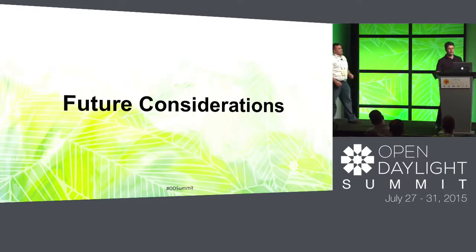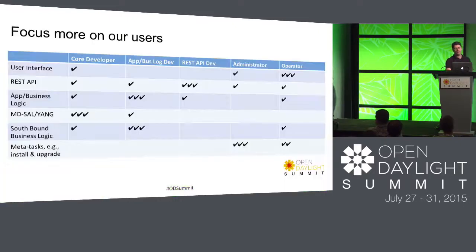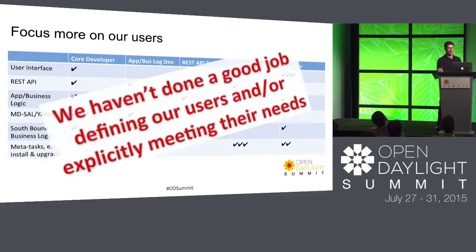So this is really just things OpenDaylight could do better to be even more of a product platform. OpenDaylight has always had the goal of being both a product platform and a thing in and of itself. But anyway, the first thing is we could use to focus more on our users. This diagram is not really, the checkboxes are how much each different user cares about each different part of OpenDaylight, whether it's the user interface, the REST API, the apps, and the business logic. But really, this is not the point. The point is we haven't done a very good job of enumerating who our users are, what components of OpenDaylight they care about and why, and what we could do better to meet their needs.